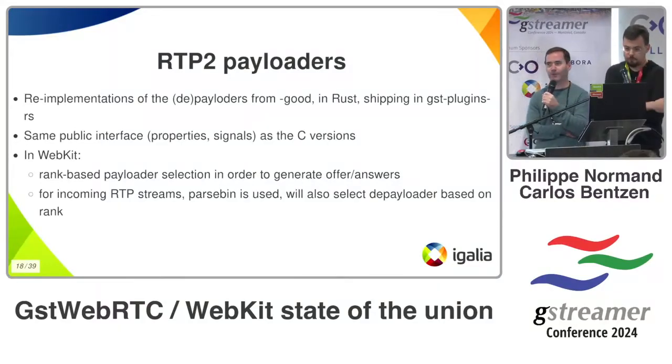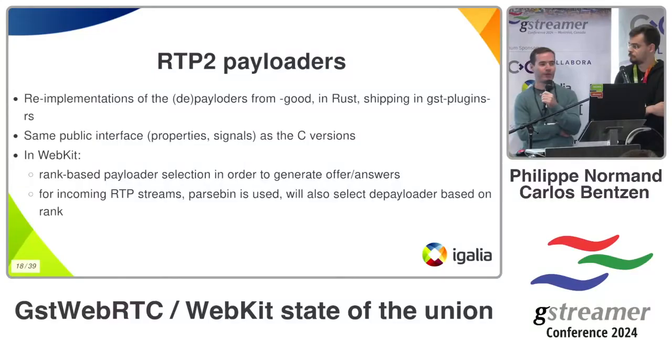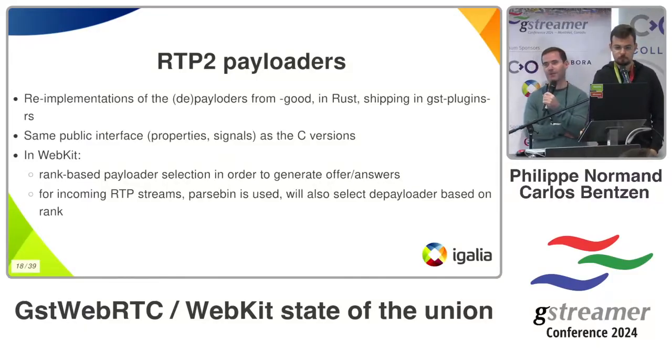What we do in WebKit is rely on the rank of the payloader to do the selection at runtime. If you have the Rust payloader with a higher rank than the C version, it will be used, and it's transparent for us. And for incoming streams, parsebin is actually doing the selection for us, so we don't really need to do anything on that side.